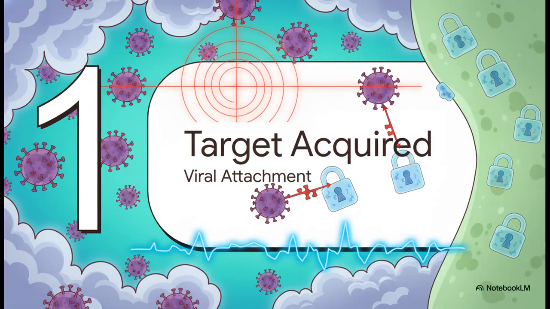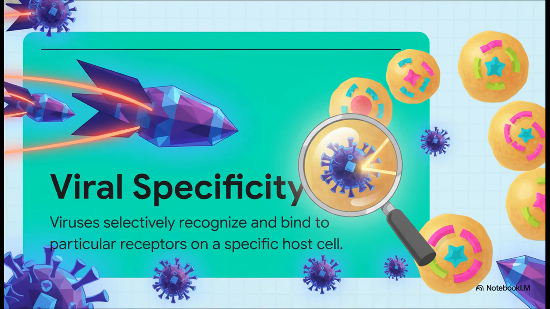Section 1. Target acquired. Viral attachment. So this brings us to a super important concept: viral specificity. A virus cannot just bust into any random cell it bumps into. It's actually way more like a guided missile. The whole infiltration process kicks off with this highly specific mechanism, where the virus has to meticulously pick the exact right biological lock on the outside of the cell.